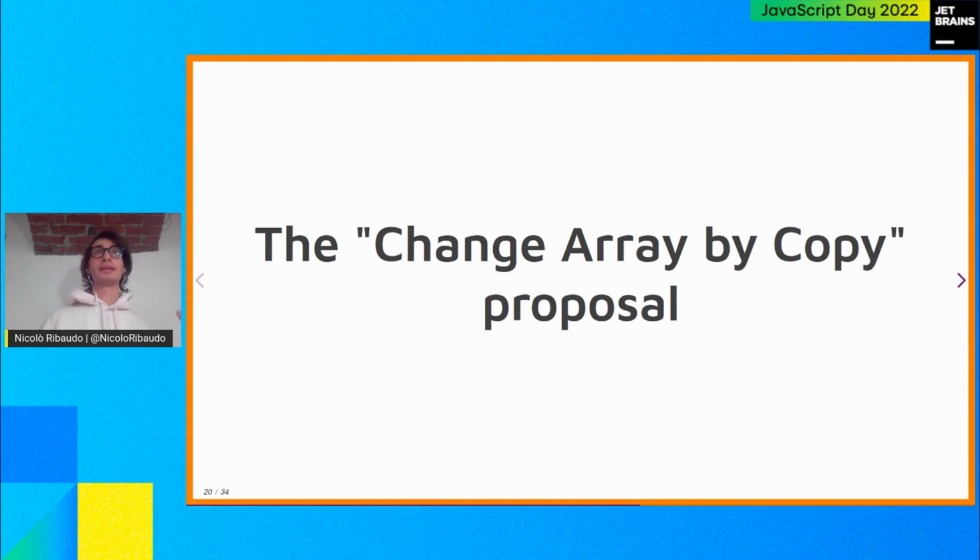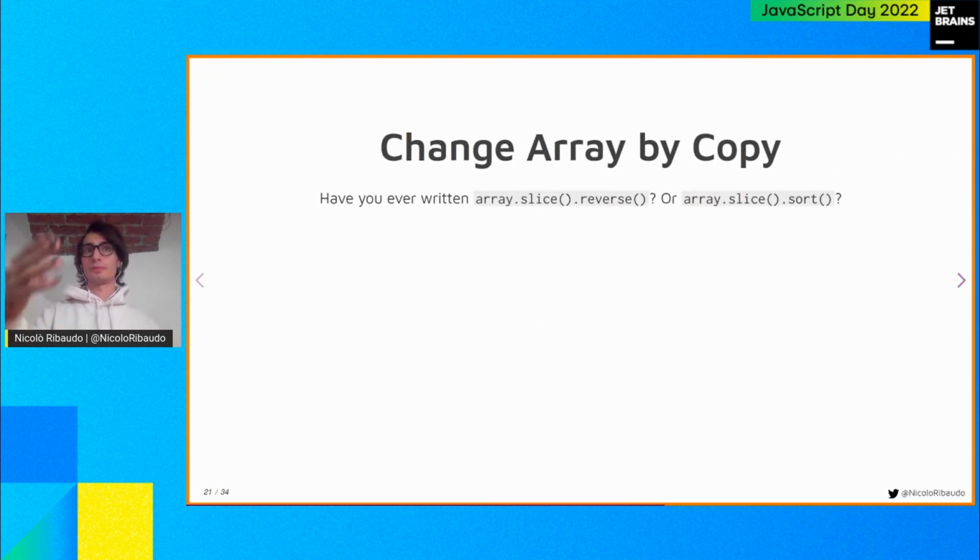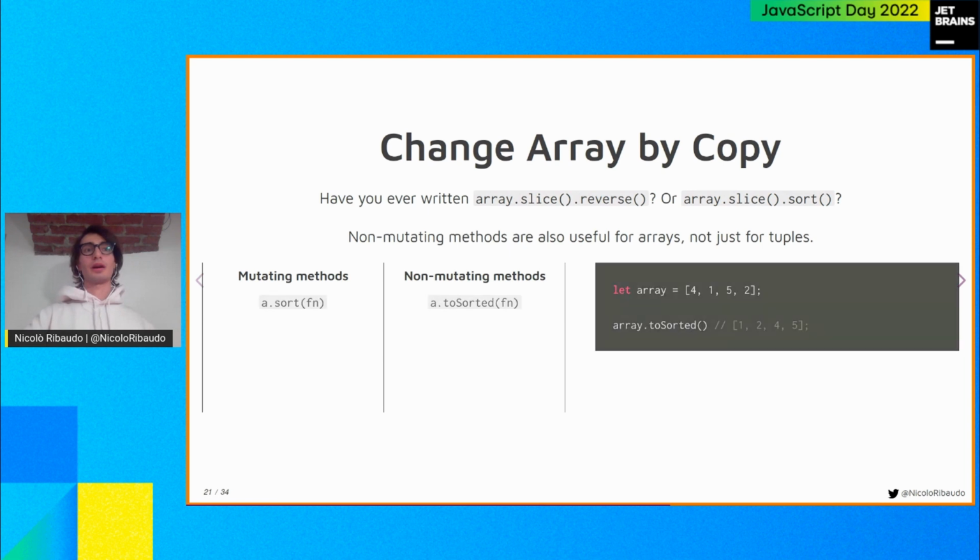And so we took a step back from the records and tuples proposal, and we introduced the change array by copy proposal, which is related to records and tuples, but is going through the standardization process on its own. Have you ever written array.slice().reverse() or slice().sort() to get a reversed copy of an array without modifying the original array, or similarly for sort? Well, for all of those four methods, we are introducing equivalent methods that do not mutate the array.